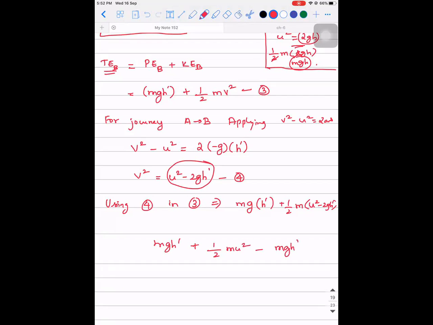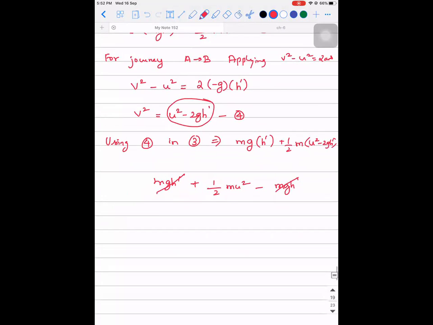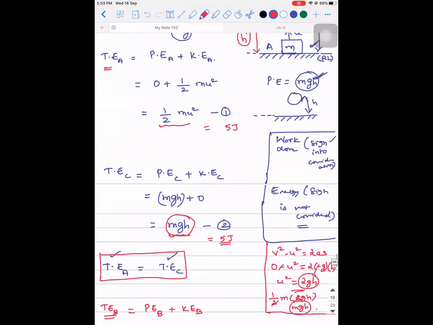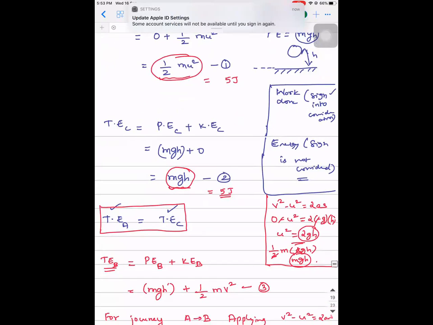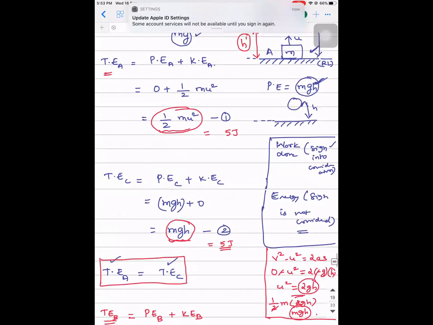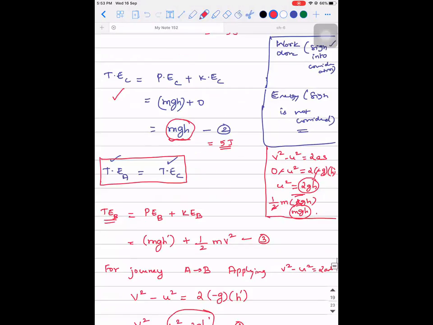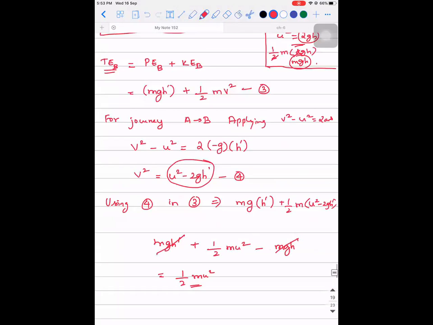Did you understand what I did? I multiplied half m with both the terms. So what will get cancelled? mg h dash and mg h dash are common. So what is it that you are getting? Half mu square. But what was half mu square? That was the initial energy the object possessed. So are you able to understand? You are able to visualize what is happening? The total energy at point A is mathematically the same as the total energy at point C, which is the same as the total energy at point B.